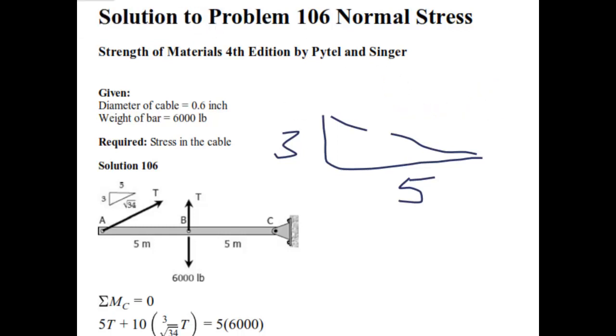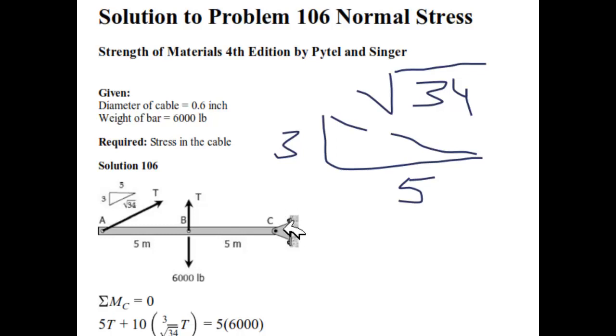Now let me write it for you here. That is under root 34. And your this component is 3 divided by under root 34. That one is pretty easy. Now how to solve it? You need to take moment at C to find out the value of T.